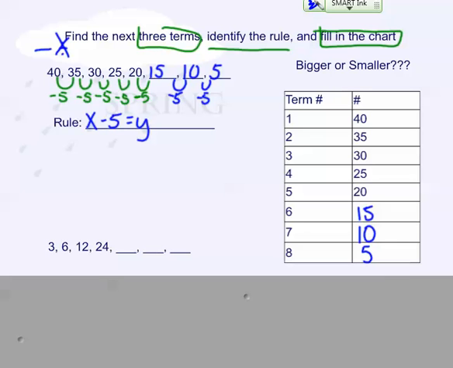Now that makes it a little harder for me to figure out my rule. So all I did was I put it into a table over here. My first term, my number 1 number, was 40, my second number was 35, my third number 30, fourth number 25, and so on. So my rule is x minus 5 equals y. I'm taking my first term and subtracting 5 from it to get my next term. Okay, try the next one on your own.